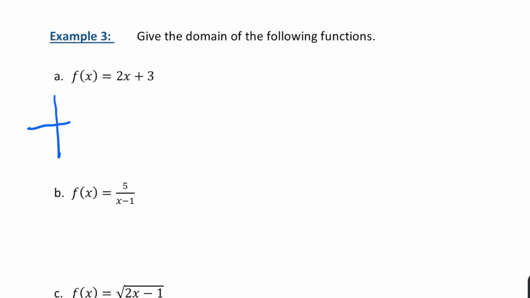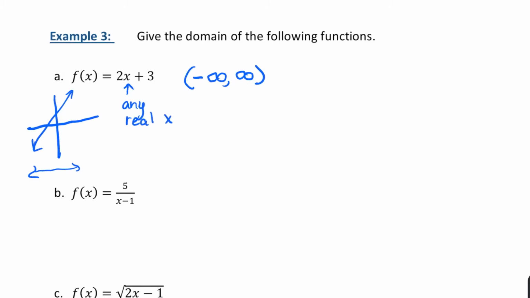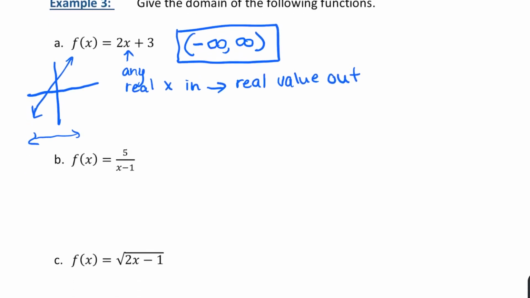Sometimes it's also handy to think about a graph. So if you're thinking about f of x equals 2x plus 3 and trying to determine, is there any way I would get a complex imaginary number out or divide by 0? No, there's not, because this is just a regular linear function. It continues in the negative direction and positive direction forever, left and right. Any real number that you plug in is going to give you a real value out. So your domain is just all real numbers, from negative infinity to positive infinity.